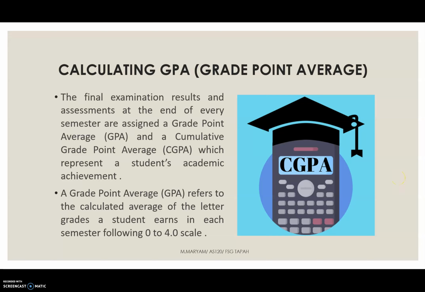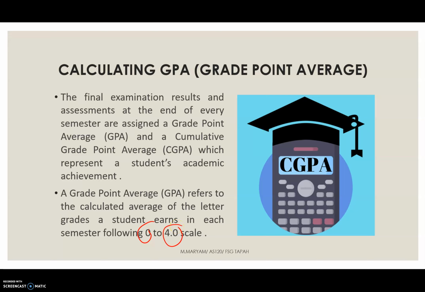Alright, let's continue with the second topic, which is calculating your GPA. So what is GPA? GPA is grade point average, which is the grading system that you will be using in the university, specifically in UED102. Alright, so it is based on points. From a minimum of 0 to a maximum of 4 points.